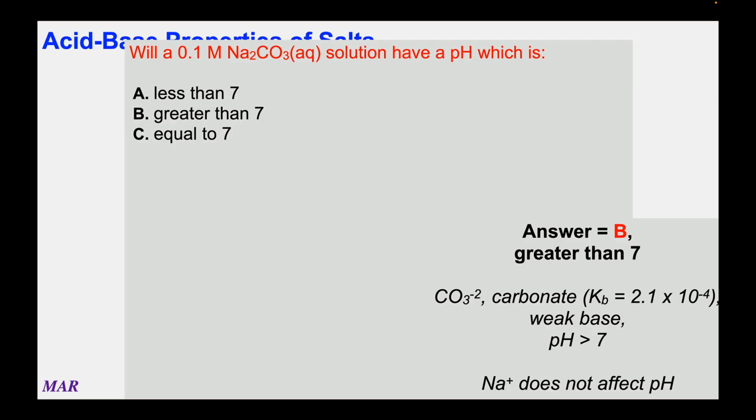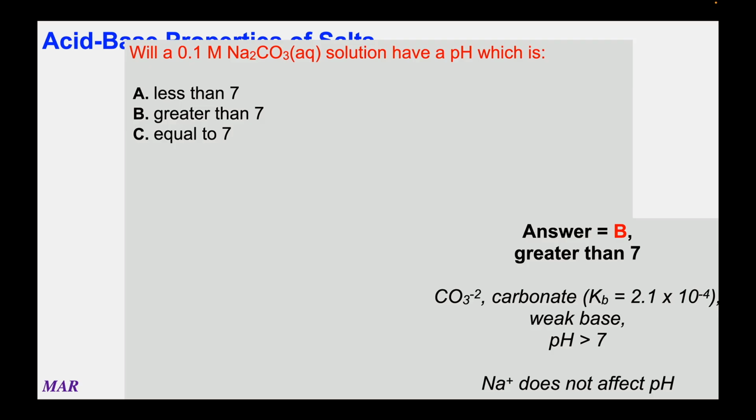Now, another way to answer this question is you could look up carbonate for a Kb or a Ka on the table of acids and bases. And Kb is listed there, 2.1 times 10 to the minus 4. It's actually a fairly strong weak base. 2.1 times 10 to the minus 4 is a pretty large Kb overall. So this should have a pH which is greater than 7 when you place it in water. And again, the sodium isn't affecting anything.